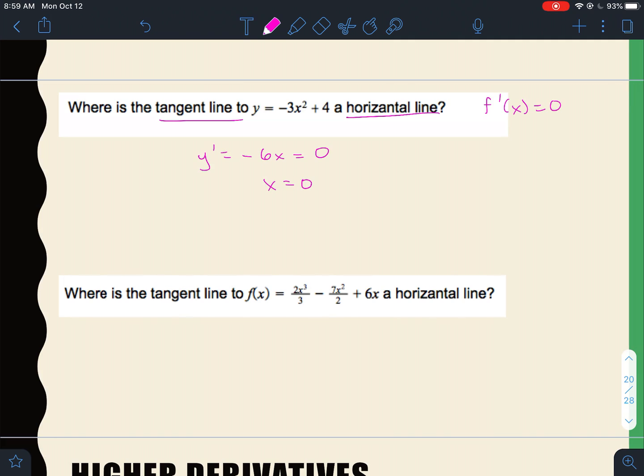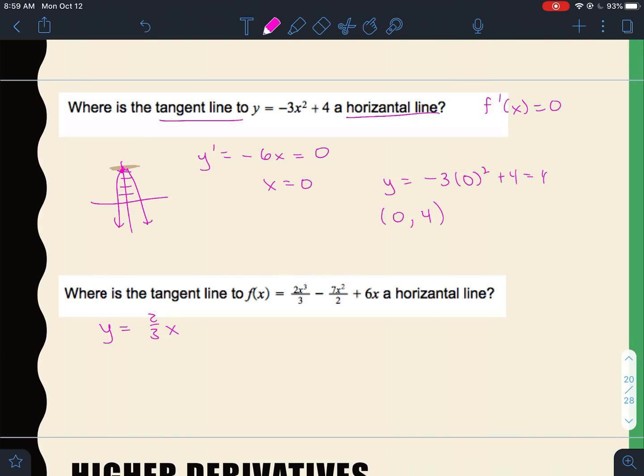Well, that is when x is 0. So if they just want to know where, then you would write when x is 0. If they want to know the point, then you would take this and plug it back into the original function. So y equals negative 3 times 0 squared plus 4. So you would have a horizontal tangent line at the point (0, 4). So if you were to graph that, it's a sad parabola moved 4 up, and it's narrower than normal. So notice at the point (0, 4), you would have a horizontal tangent line to that graph. Let's look at the bottom one.